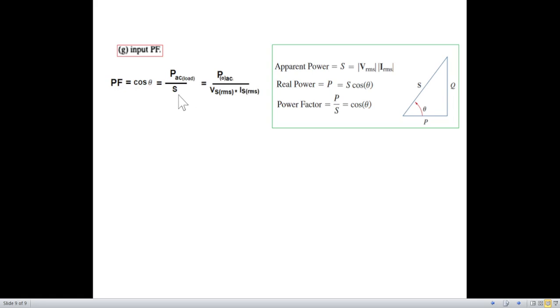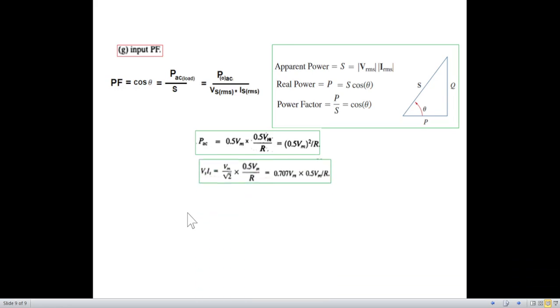But this is for the transformer VA. PAC we had already calculated using this formula. And VS IS also we had calculated using this formula. This is the secondary RMS voltage, and this is the current. So plugging in both the values, the power factor will be 0.707.